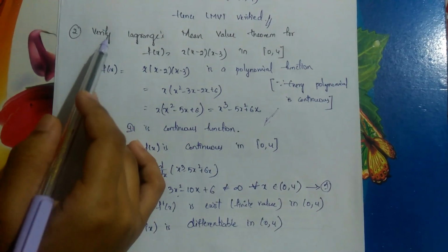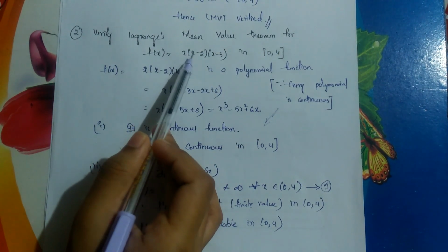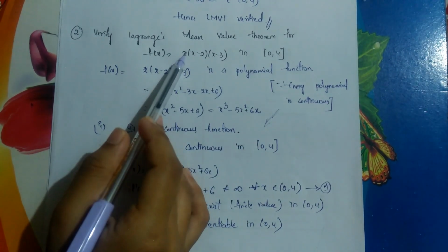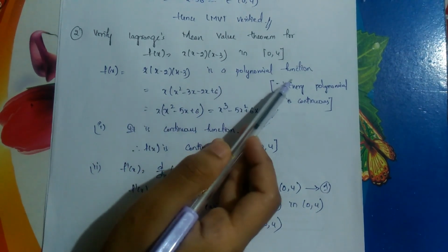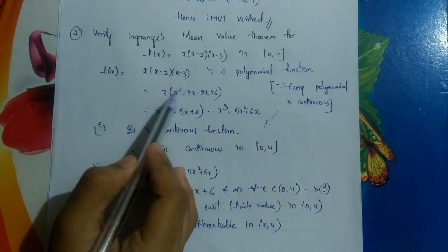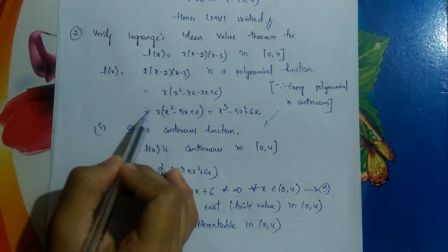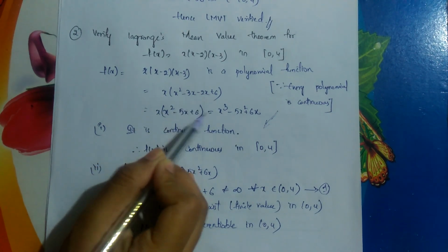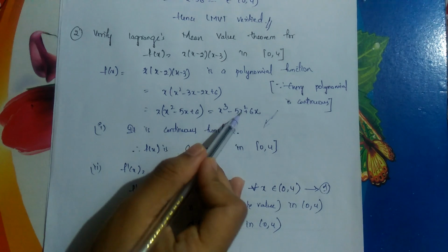Here we go with the second problem, that is verify Lagrange's mean value theorem for the function f of x is equals to x of x minus 2 into x minus 3 in the closed interval 0 to 4. The function is x of x minus 2 into x minus 3, and it is a polynomial function. So when we simplify it, we get x square minus 3x minus 2x plus 6, and that equals to x of x square minus 5x plus 6. Multiply x with all these terms, you get x cube minus 5x square plus 6x.